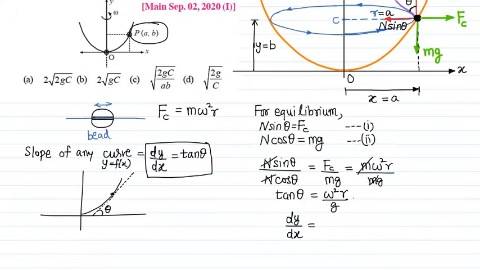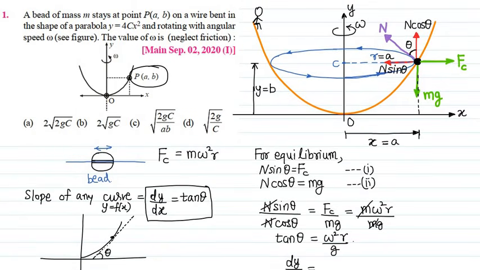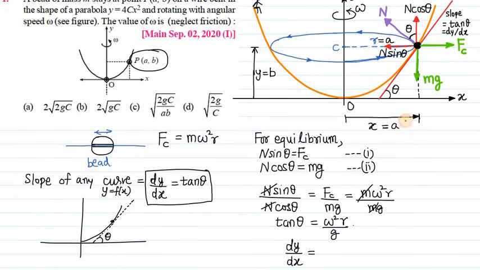So if you go back to our diagram once again, let me explain. In the diagram, if you draw a tangent like this, which is touching the parabola at that point, and let us say that tangent makes an angle theta with respect to the x-axis, then the slope of this tangent will be equal to tan theta, and tan theta is also equal to dy by dx. This is the concept of calculus. So in place of tan theta, I write dy by dx equal to omega square r by g.